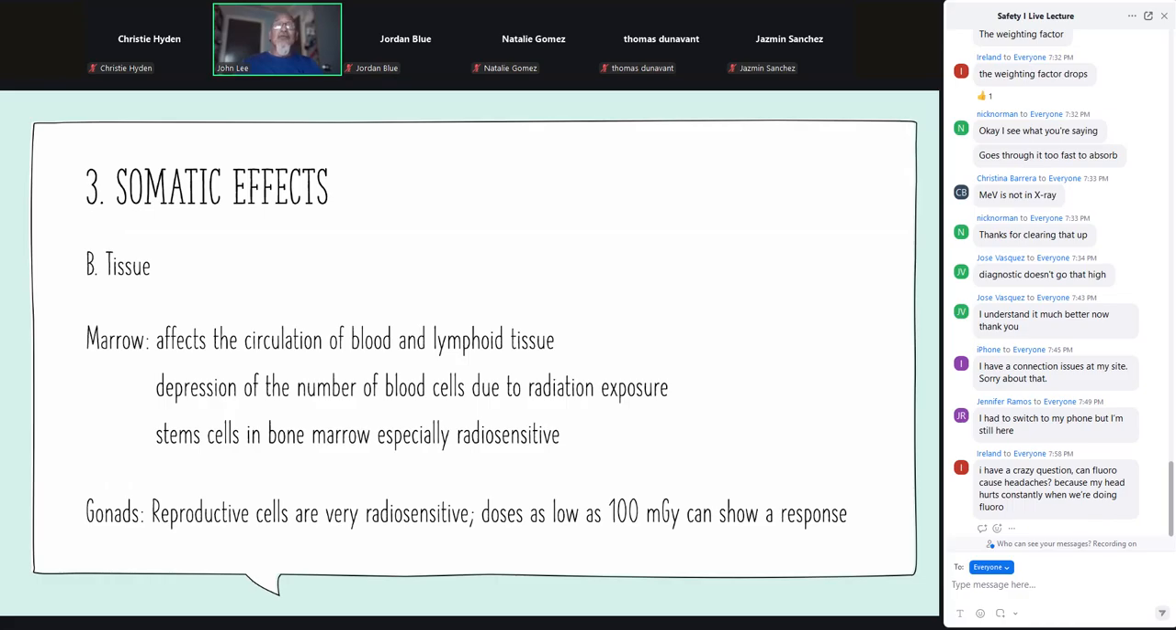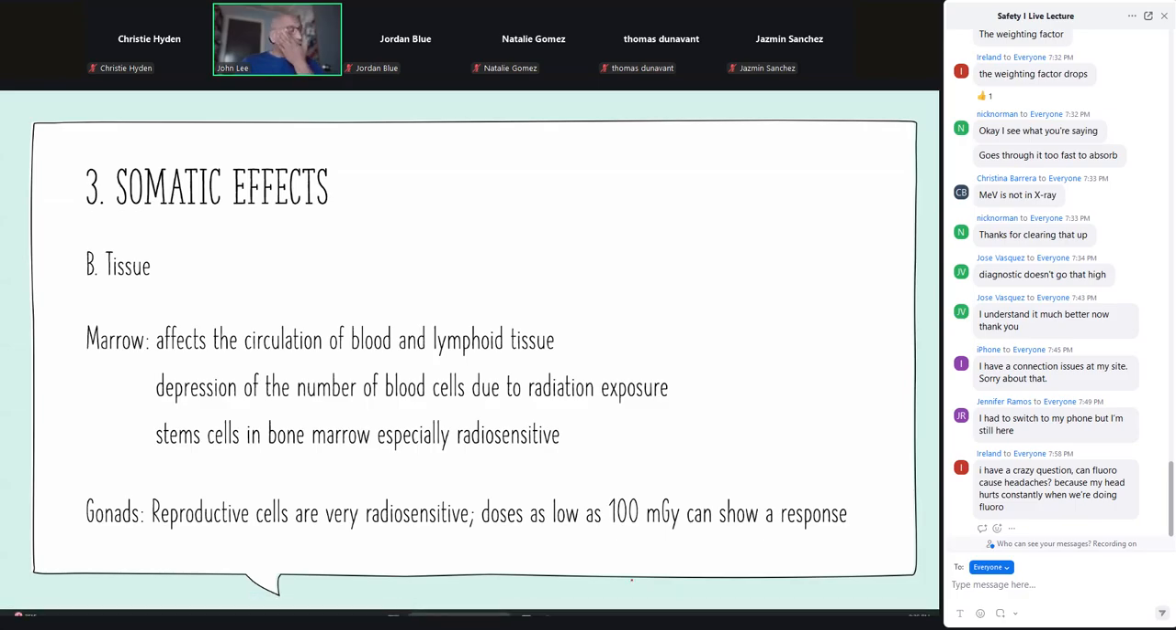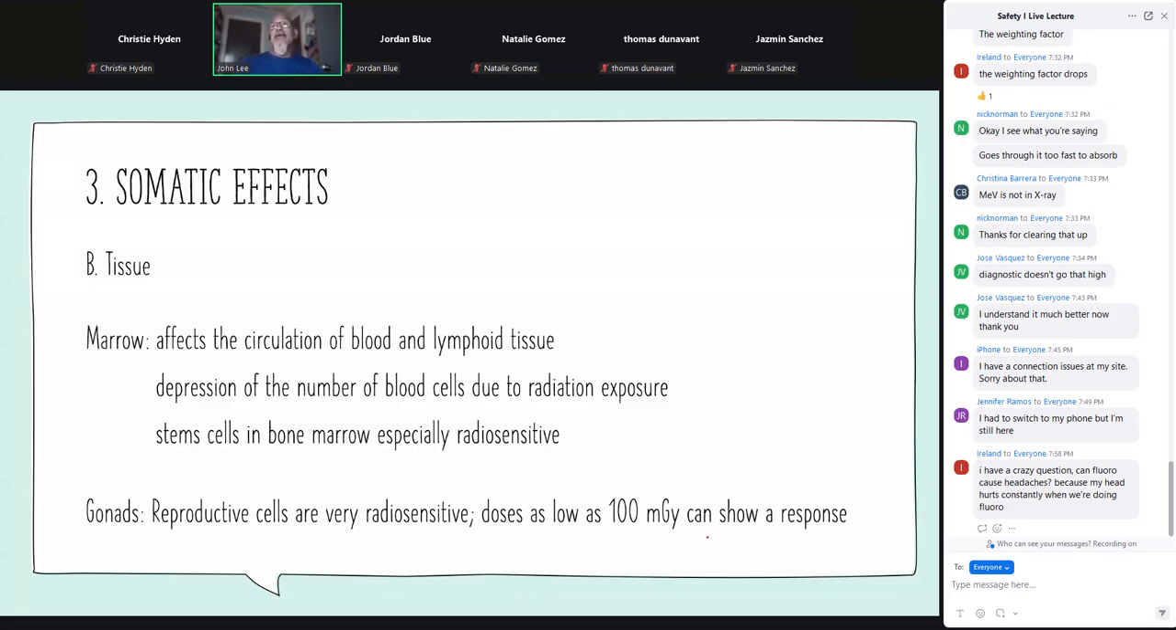For marrow, this will affect the circulation of the blood and lymph tissue. A reduction in the number of blood cells can occur due to the radiation exposure. Stem cells in the bone marrow, being especially radiosensitive, can be affected as well. With the gonads, doses as low as 100 milligray can show a response. That would be 0.1 gray.